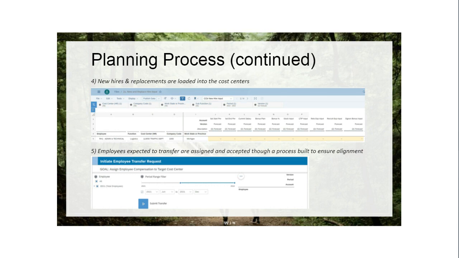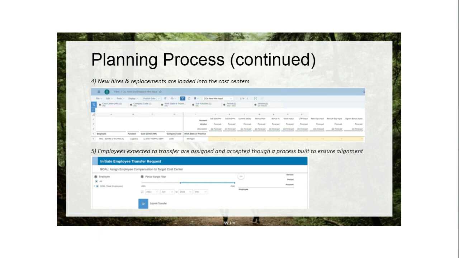After that, employees expected to transfer are assigned and accepted through a process built to ensure alignment. I touched on this briefly before, but this is a quick screenshot of what that looks like. If I was a cost center owner and I needed to move somebody that was in my cost center over to one of my counterparts in a different brand or function, I would select that person, I would select their transfer date, and I would submit the transfer.